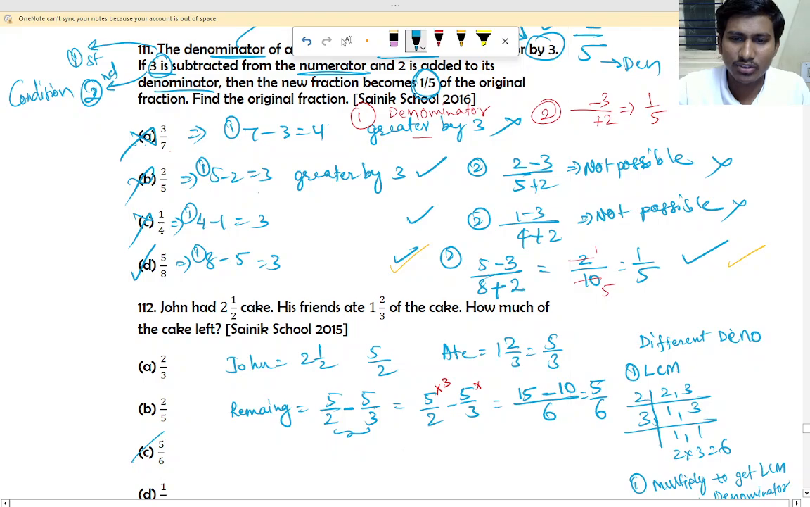The denominators are how much? Here 2 and 1 by 2, and it is minus 1 and 2 by 3. If you subtract, you will get 5 by 2, 5 by 3. So you subtract it. Take the LCM and do it. Okay, so I will not explain this.